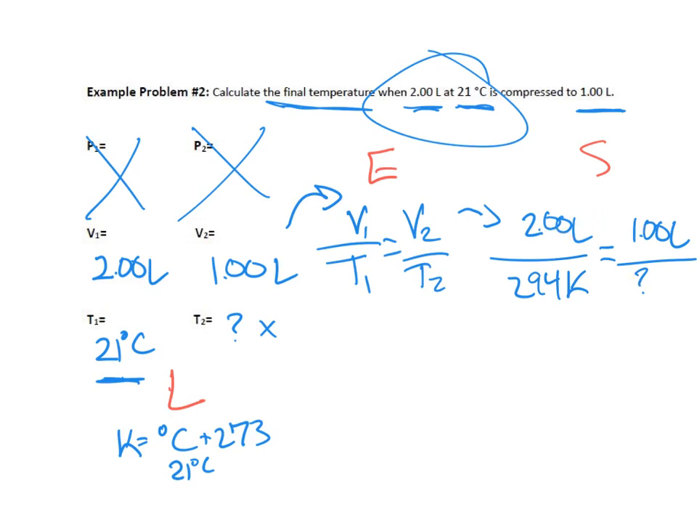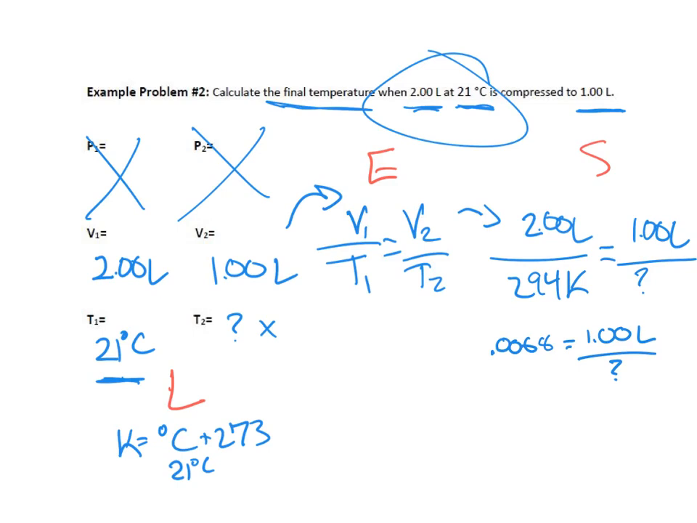And I like doing this little kind of this times this gets us that. And that's the cross multiplication. Another way you could do that is a little bit longer, but we can just divide these numbers right here. 2 divided by 294, and I'll do that on my calculator. 2.00 divided by 294 equals 0.0068. And that's going to equal 1.00 liters divided by question mark, or your T2.